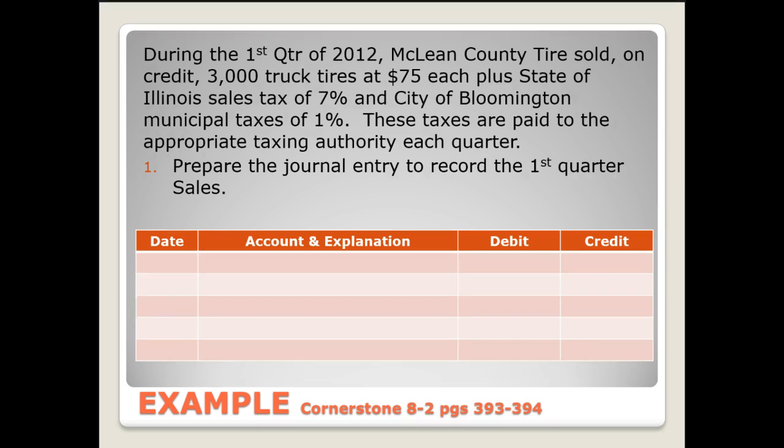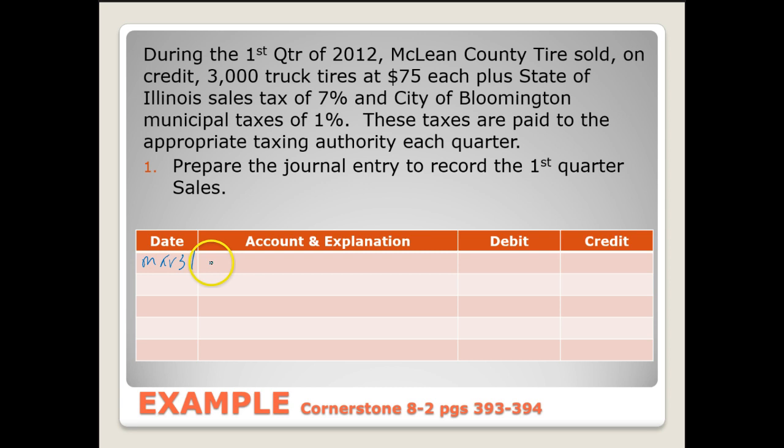We have McLean County Tire. They're in the state of Illinois. And during the first quarter of 2012, they sold 3,000 truck tires at $75 each. There is an Illinois state sales tax of 7% and the city of Bloomington tax of 1%. The taxes are paid to each appropriate taxing authority once per quarter. So first, let's just deal with the first quarter sales. The end of the first quarter would be March 31st.